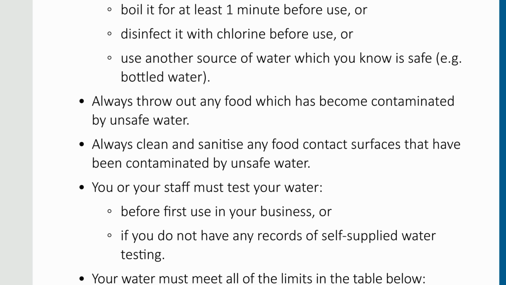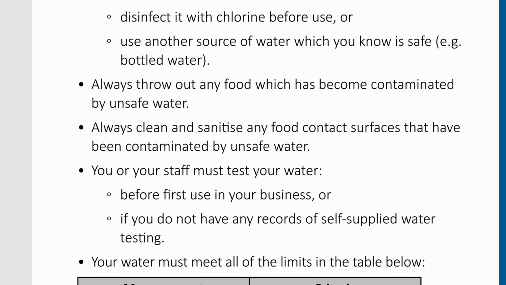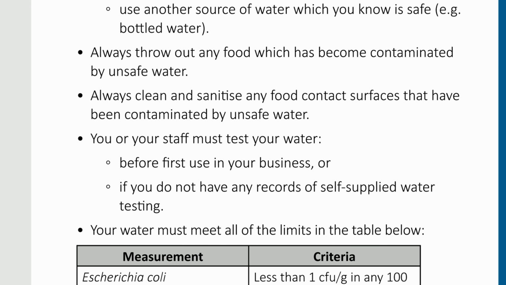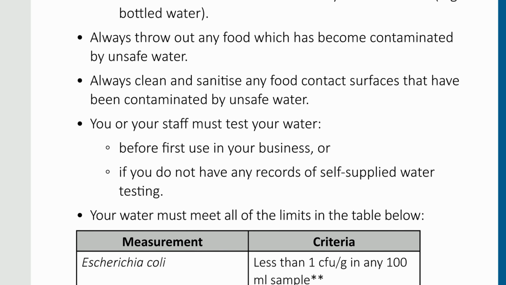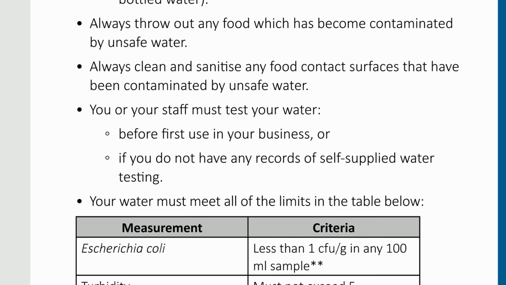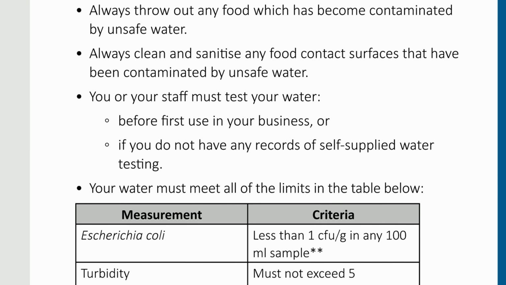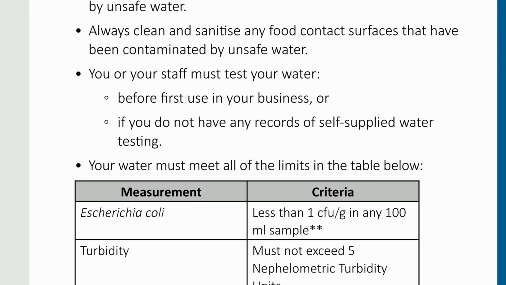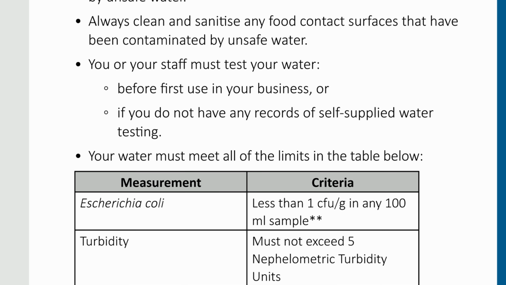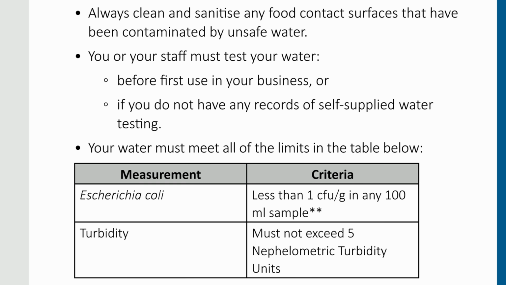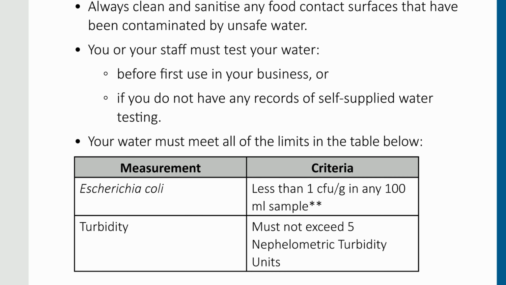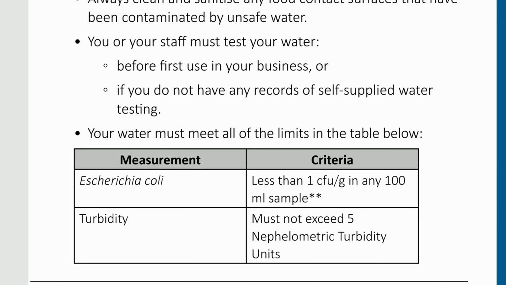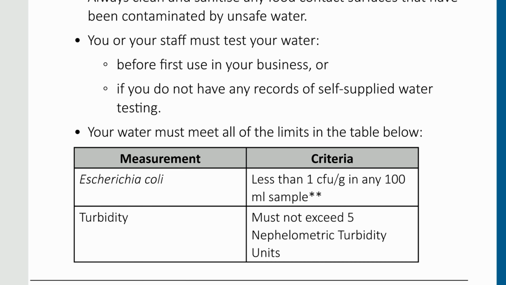You or your staff must test your water before first use in your business. Or, if you do not have any records of self-supplied water testing, your water must meet all of the limits in the table below. Measurement, Escherichia coli. Criteria, less than 1 CFU, that is, confirmed coliform units, per gram in any 100 ml sample. Note that Escherichia coli testing must be performed by an accredited lab. Measurement, turbidity. Criteria, must not exceed 5 nephelometric turbidity units.